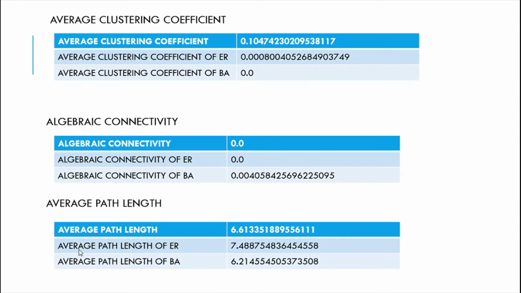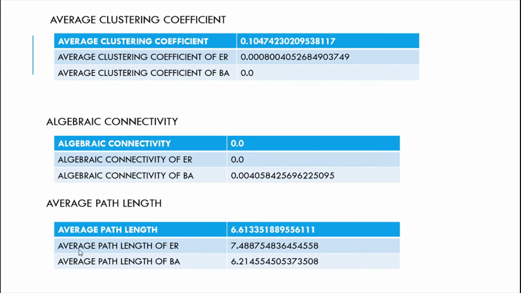Talking about the average clustering coefficient, it was 0.1047. The average clustering coefficient of ER was quite low, 0.008. For BA it was 0. Algebraic connectivity is 0 in ER and for the normal dataset because the graphs are disconnected. We'll see this again in the comparison. For BA it was 0.004 because the graph is quite connected.